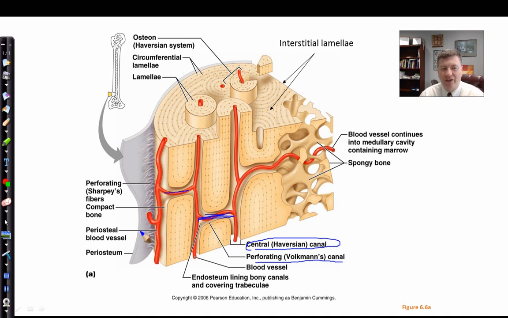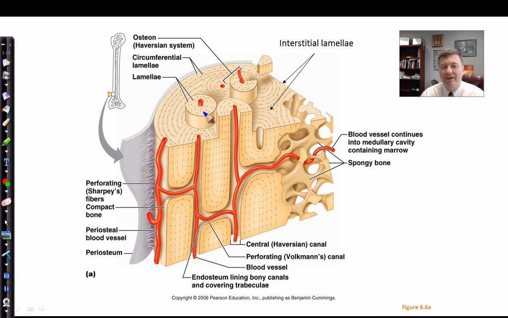Notice you have, again, your periosteal membrane, but notice how the blood vessels actually perforate and they come in. And these periosteal blood vessels are going to be pretty important as we talk about how bone grows. But that's how blood gets in here, through these perforating or Volkmann's canals. Blood can actually get all the way to the inside of bone.